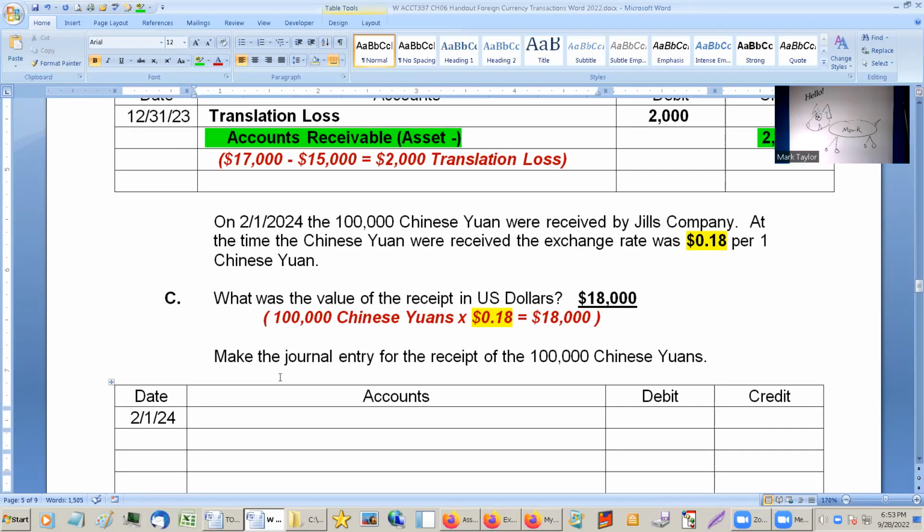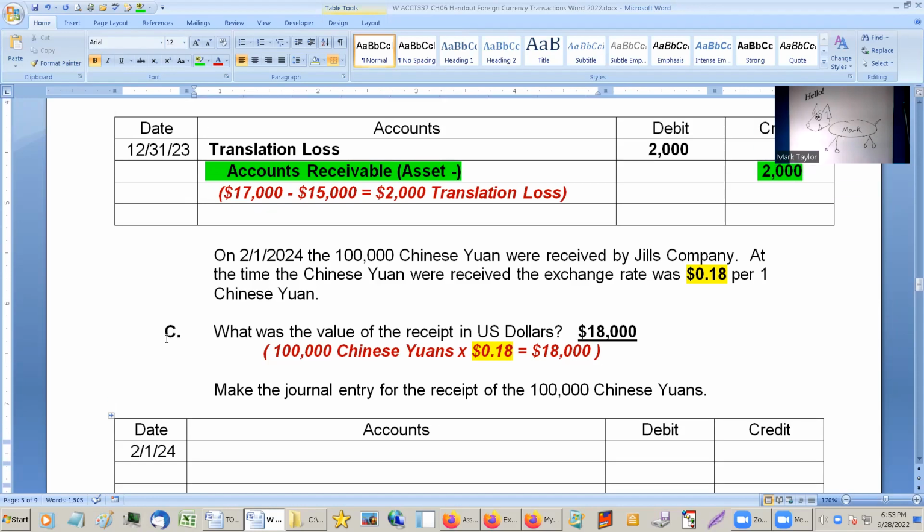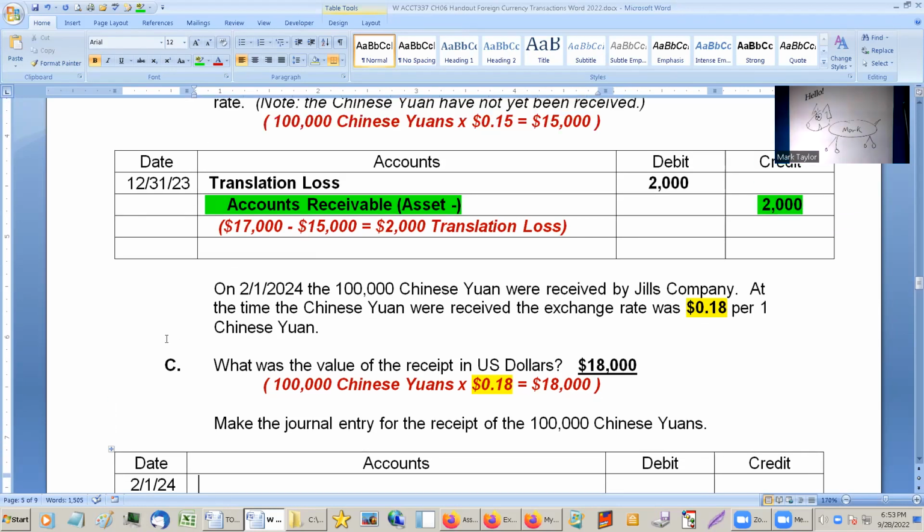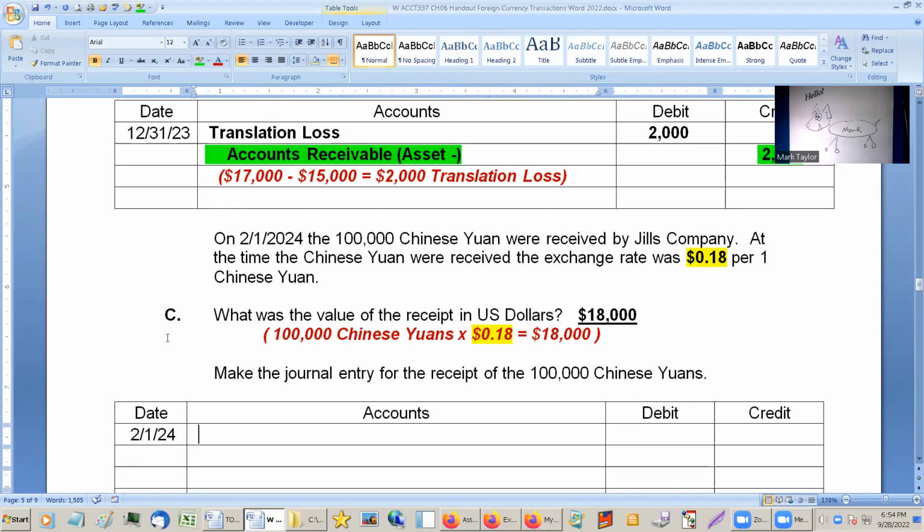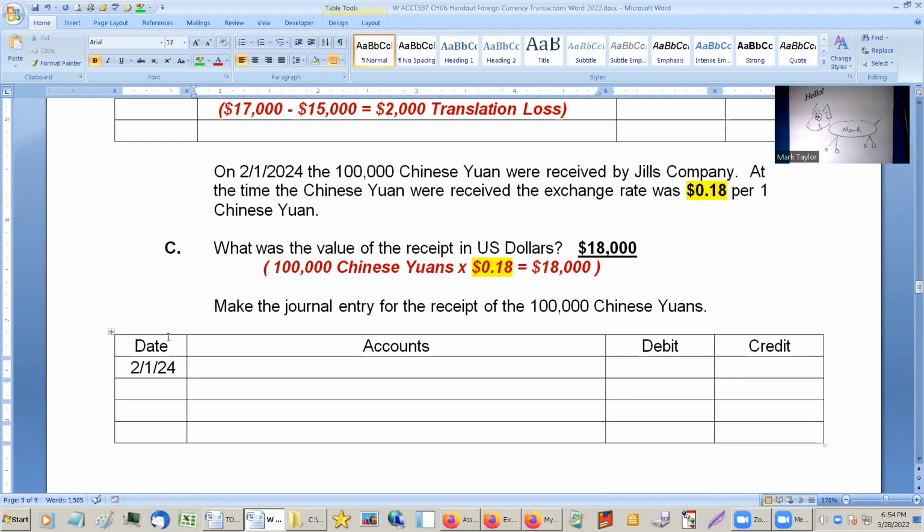You want to have a go at it? I'll do the easy one. Oh, I did the easy one wrong. That's why I was doing the easy one. So. Okay, so we have cash of 18,000 that we're going to get in. We're going to take those 100,000 yuan immediately, translate those into US dollars.